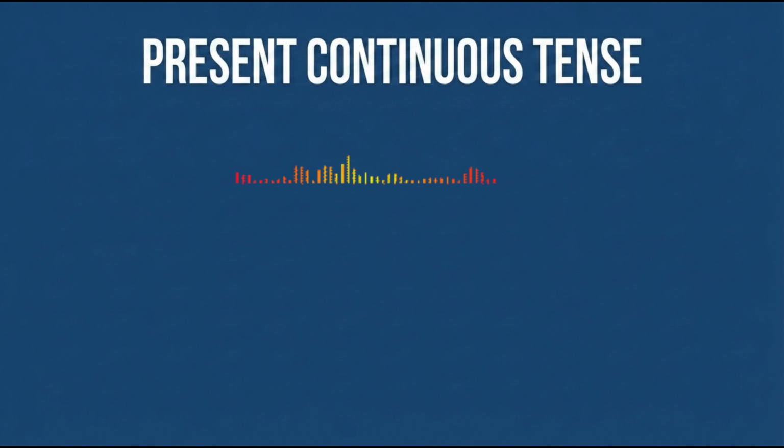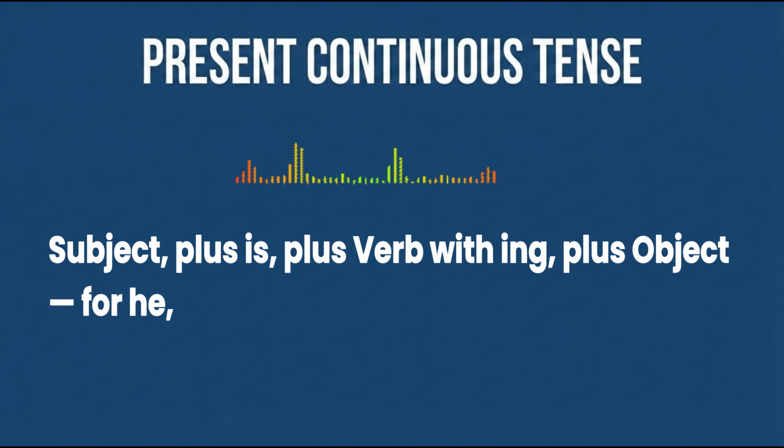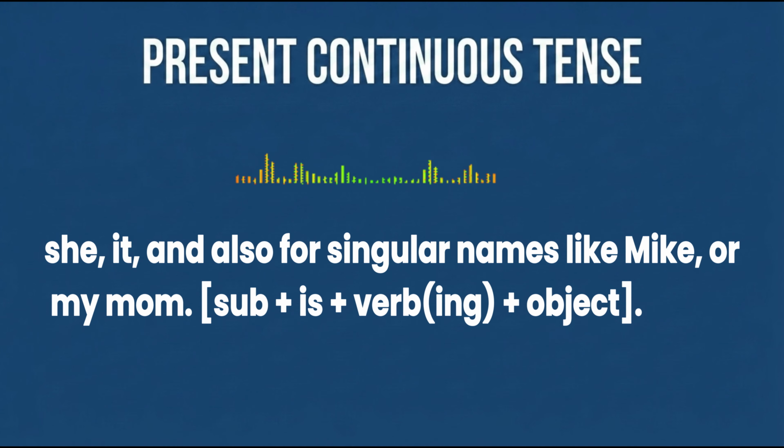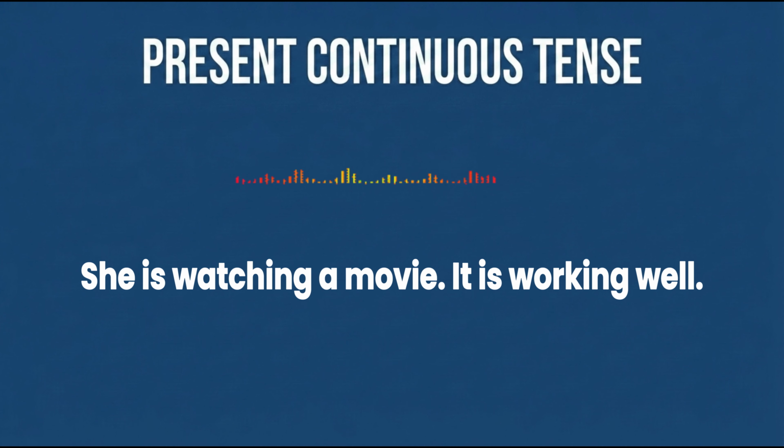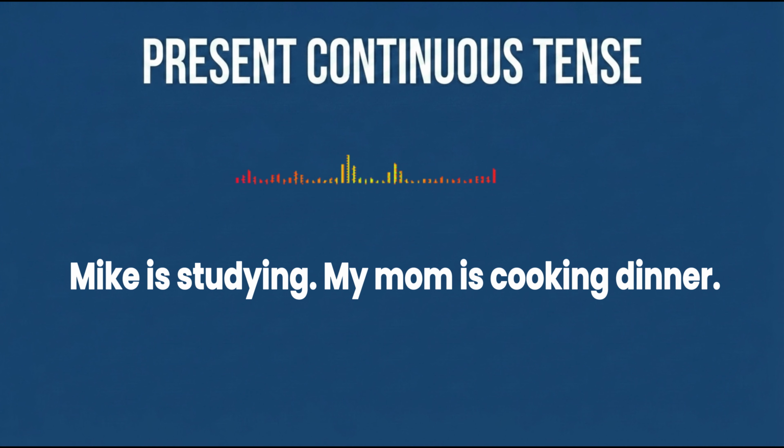Rule 2. Subject plus is plus verb with ing plus object for he, she, it, and also for singular names like Mike or my mom. For example, he is playing football. She is watching a movie. It is working well. Mike is studying. My mom is cooking dinner.